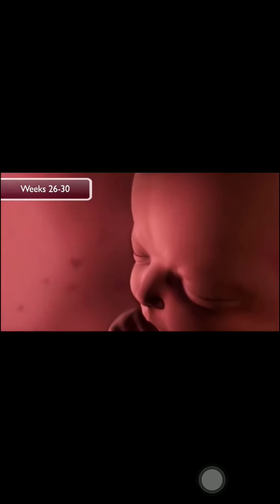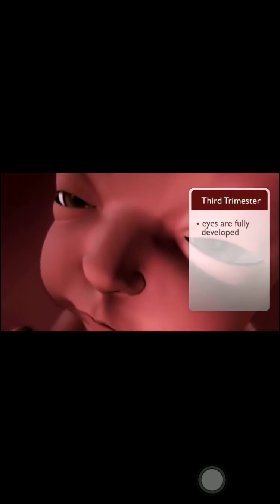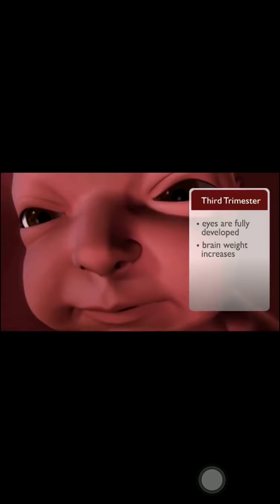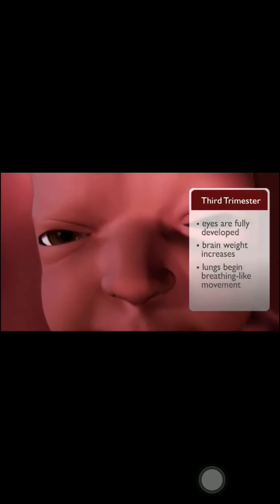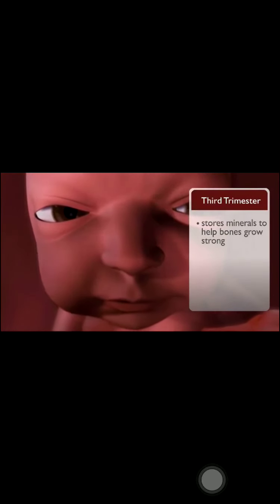At 26 to 30 weeks, 24 to 28 weeks after conception, the eyes are open and fully developed. They can sense light and produce tears. Brain weight increases 4 to 5-fold. The lungs begin breathing-like movement. The baby begins to store minerals to help bones grow strong.